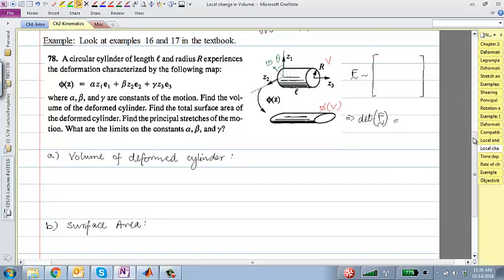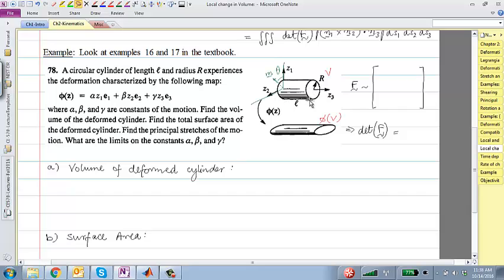So this is an example where we have a cylinder, length L, initial radius R, which is going through a map which is given by alpha Z1, beta Z2, and gamma Z3. What does this map do to this cylinder? Have we looked at this? This is indeed a simple stretch in the three directions independently.